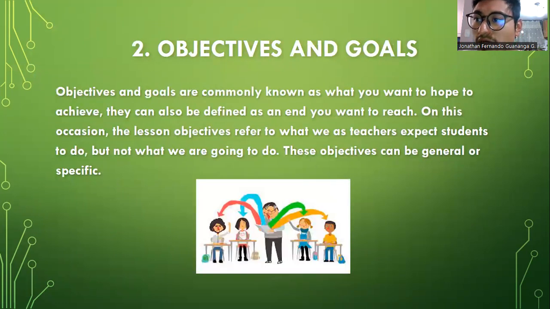Now, number two, objectives and goals. Objectives and goals are commonly known as what you hope to achieve. They can also be defined as an end you want to reach. On this occasion, the lesson objectives refer to what we as teachers expect the students to do, but not what we are going to do. These objectives can be general or specific.